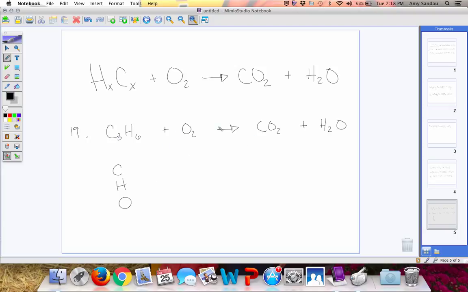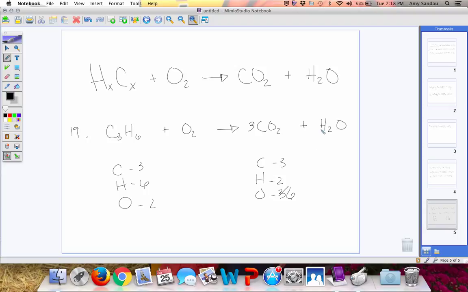So when I do C3H6, the first thing I look at is I have 3 on this side, so I better put 3 on this side. So now I have 3 carbons over here, and I have 3 over here. I should probably count. I have 6 hydrogens on this side, and I have 2 oxygens. And on this side, I have 2 hydrogens, and I have 3 oxygens right now. Nope, just kidding with this. That makes that I have 6 oxygens on this side.